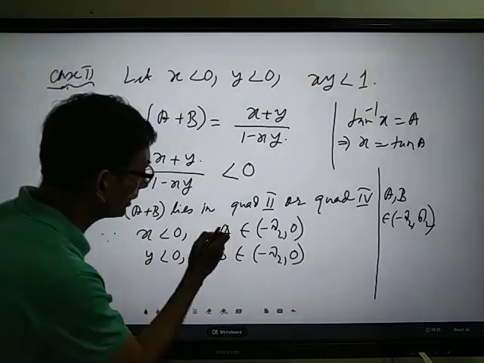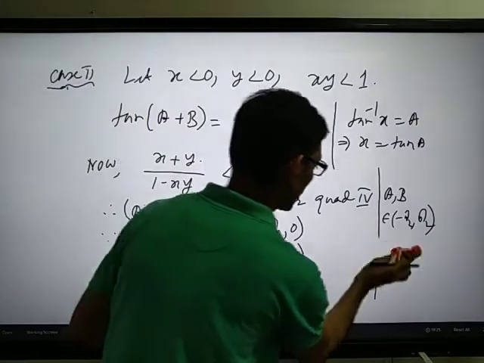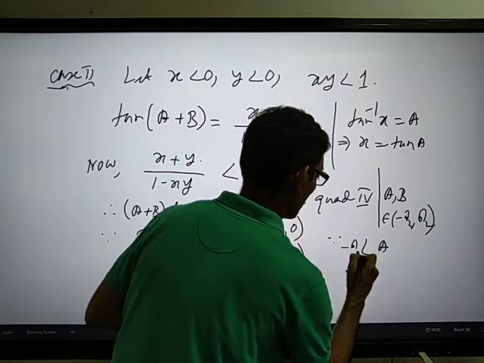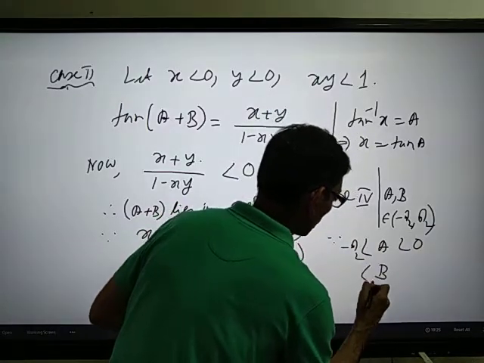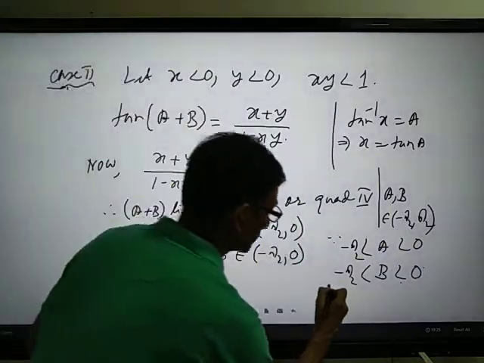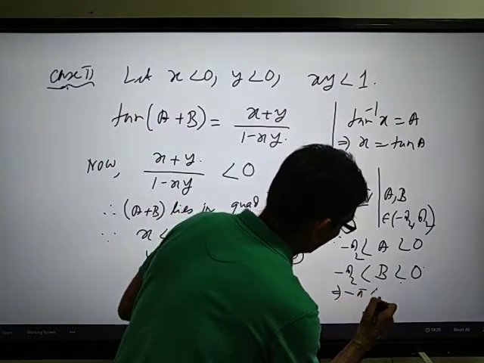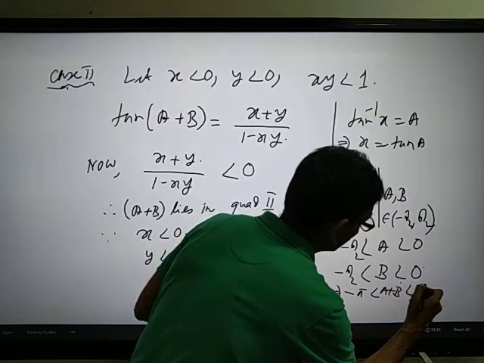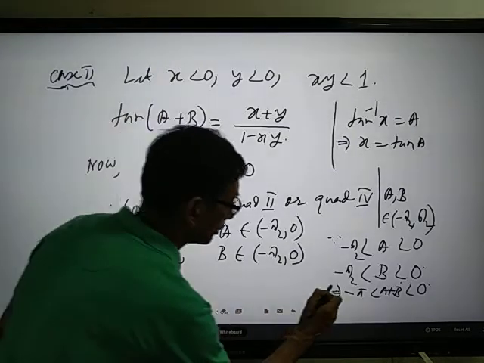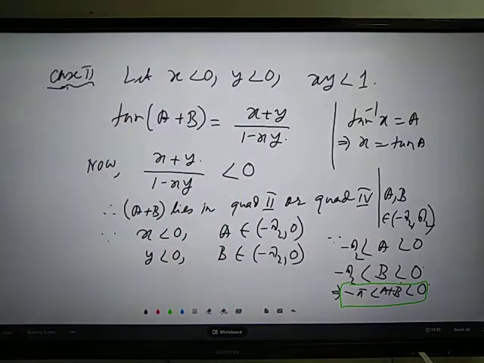So now let us see where A plus B lies, because our most important angle is A plus B. Since A lies between minus pi by 2 to 0 and B also lies between minus pi by 2 to 0, if we add these, minus pi by 2 plus minus pi by 2 is minus pi. So A plus B lies between minus pi and 0. This is a very, very important angle. Remember this: A plus B lies between minus pi to 0.